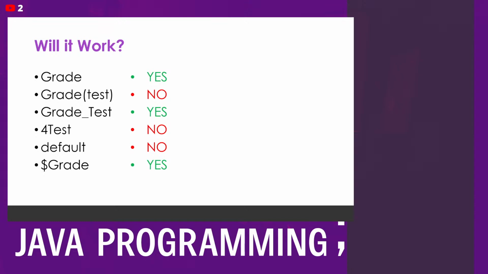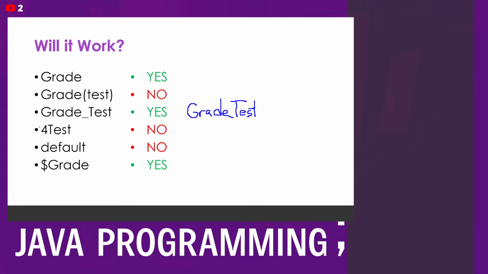Third one has an underscore in it. Underscore is okay, right? Although ideally, going by Java standards, which are just style rules, we'd rather see this camel cased, where the new word starts uppercase with no space or underscore in between. But grade underscore test is still fine.